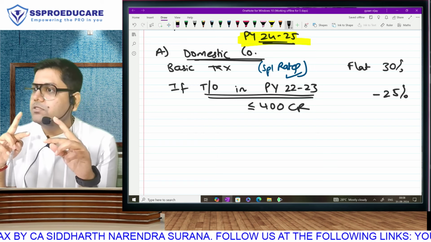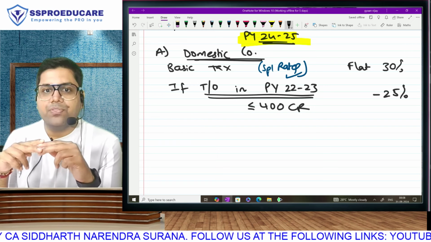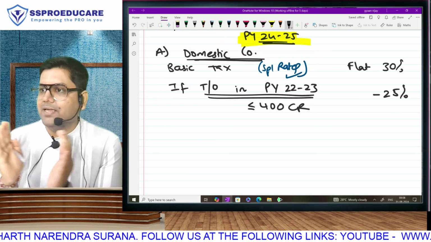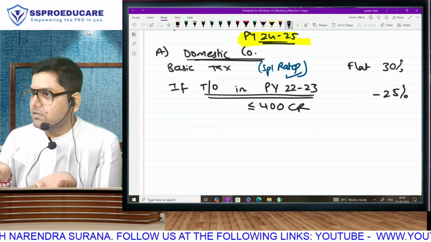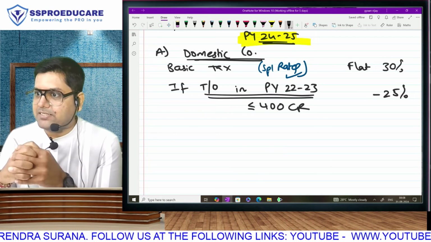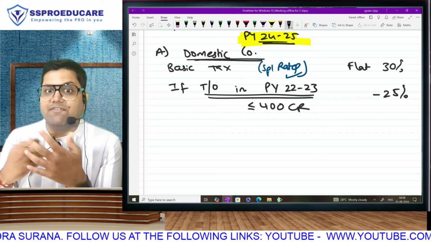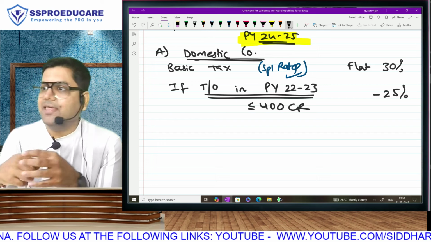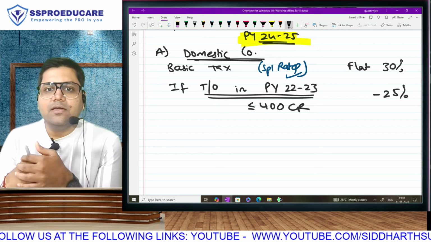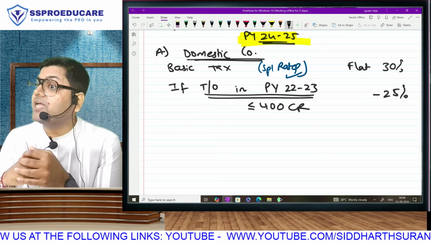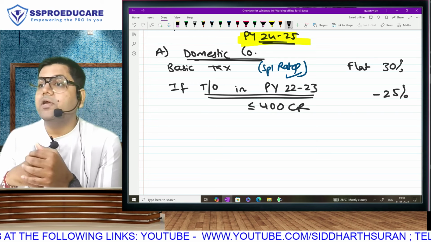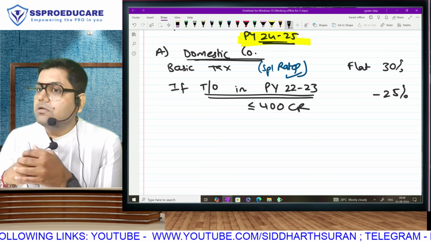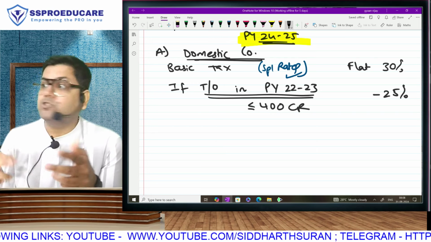This is not an option, sir. 25 or 30, whichever is beneficial? Nonsense. 25 is beneficial because on the same amount, if you apply 30 or 25, then 25 is beneficial, and the difference is also massive. A 5% difference in basic tax rate. So given a choice, you will always want to take 25, but for that there is an eligibility criterion. What is the criterion? Turnover you have to check, it should be within the limit of 400 crore. Not of the current year, not of last year, but of the year before last.